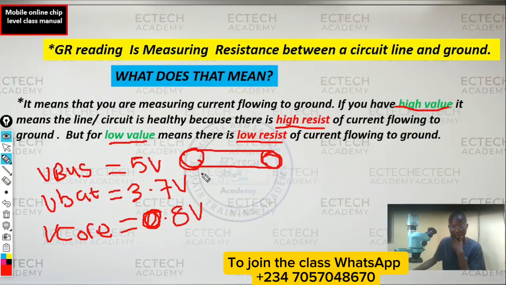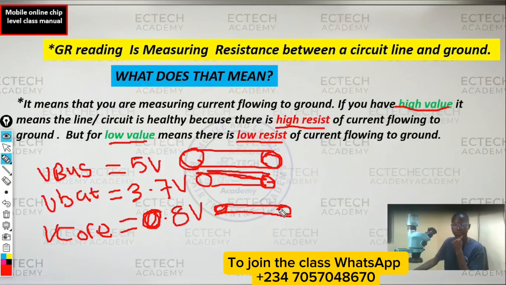This is the 3.7 volt line on a circuit, and this is the 0.8 volt, that's the VCORE voltage line on a circuit.